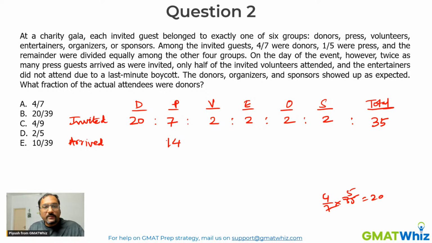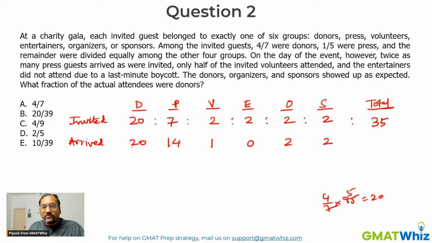So it's going to be 14. Only half the volunteers attended, invited volunteers. Volunteers were 2, so only half attended means 1 attended. Entertainers did not attend, so there's 0 entertainers. Donors, organizers, and sponsors were as expected. So donors were 20, organizers were 2, sponsors were 2.